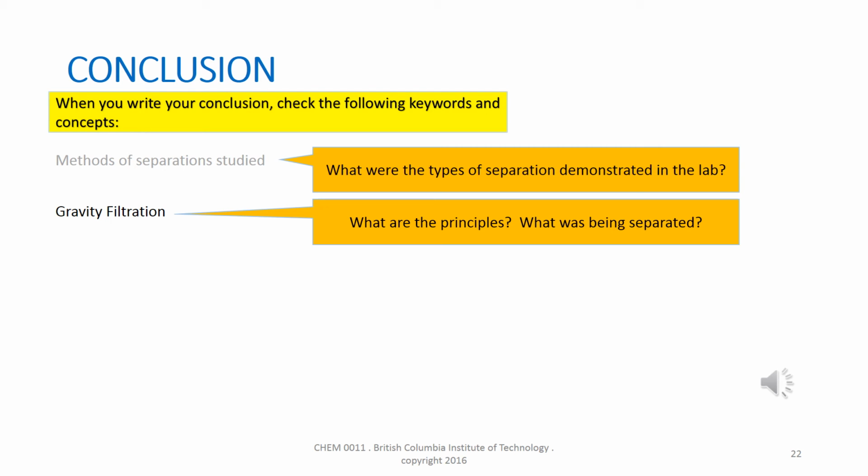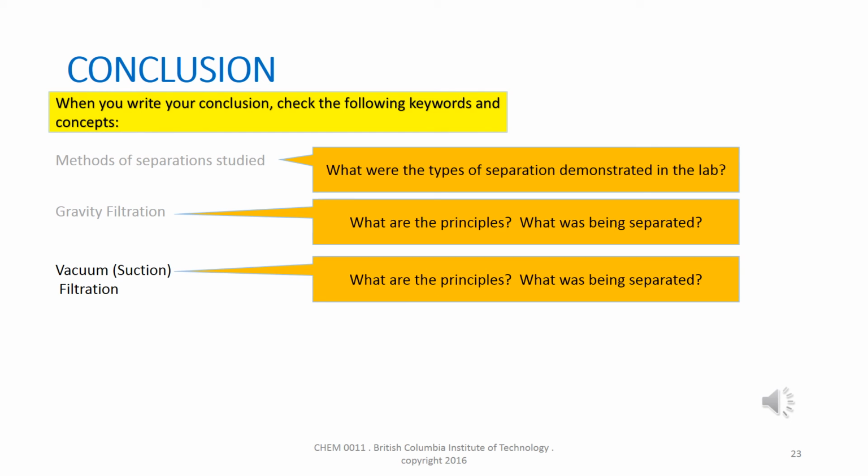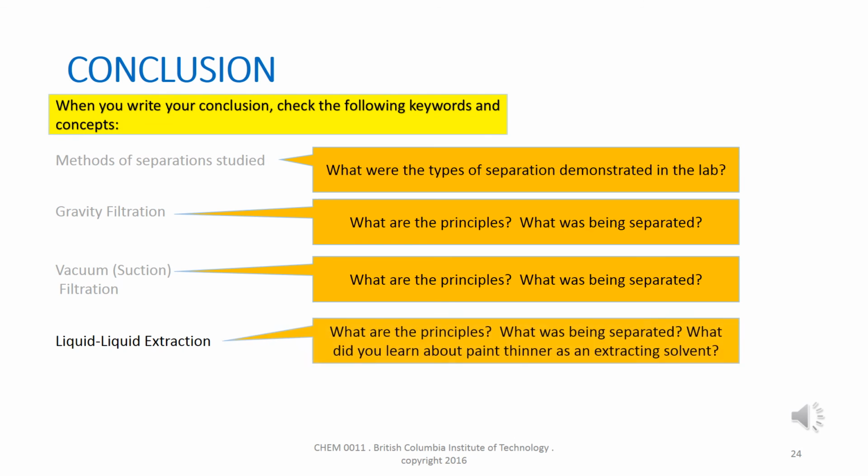How does gravity filtration work, and what substances were being separated? How does vacuum filtration work, and what substances were being separated? What are the principles of liquid-liquid extraction? How effective is paint thinner used as the extracting solvent for the different mixtures?